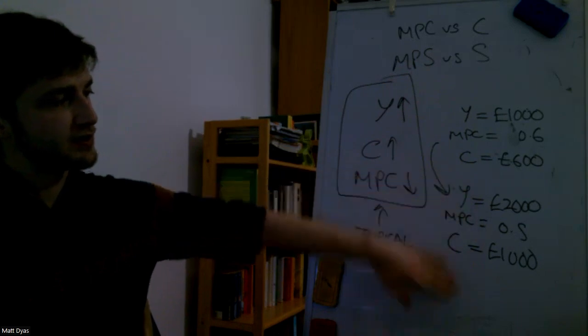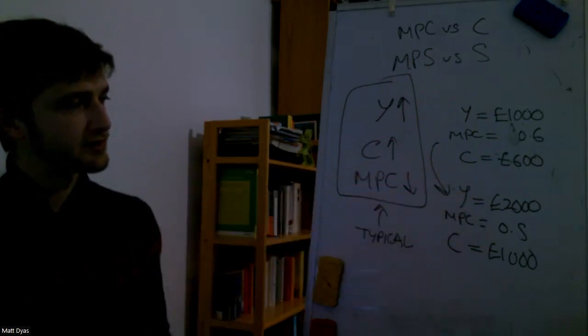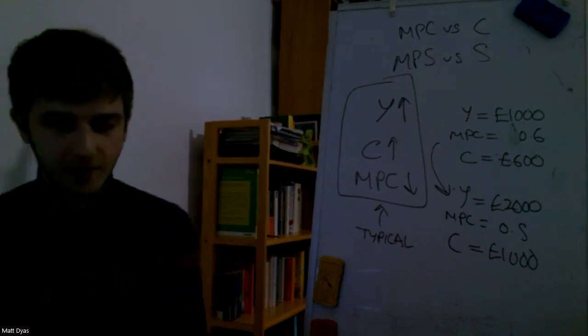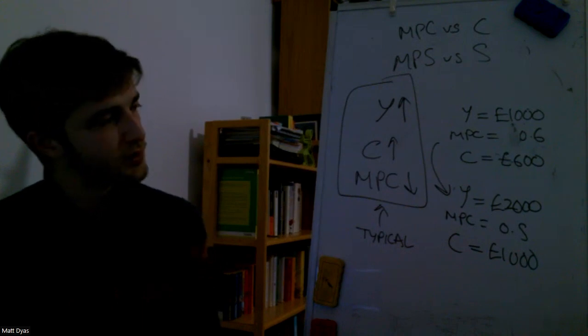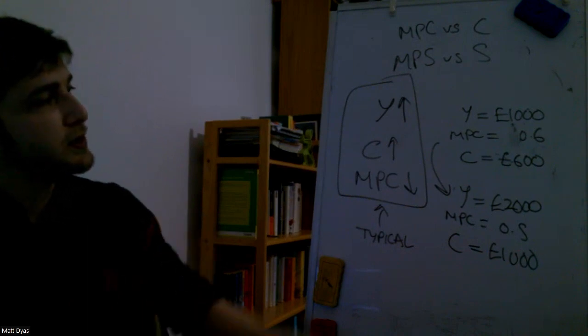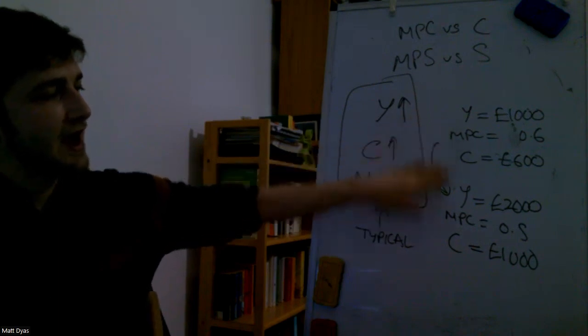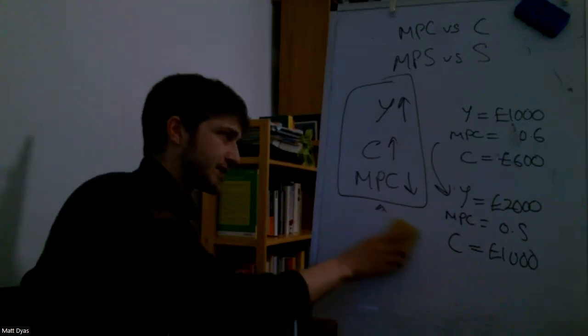You earn 2,000 a month. You'll spend more overall, but proportionally you'll spend less. You're now saving 1,000. So okay, my question to you guys then: is it possible for an individual that their income could rise and that their overall consumption could decrease? Can anyone work that out?